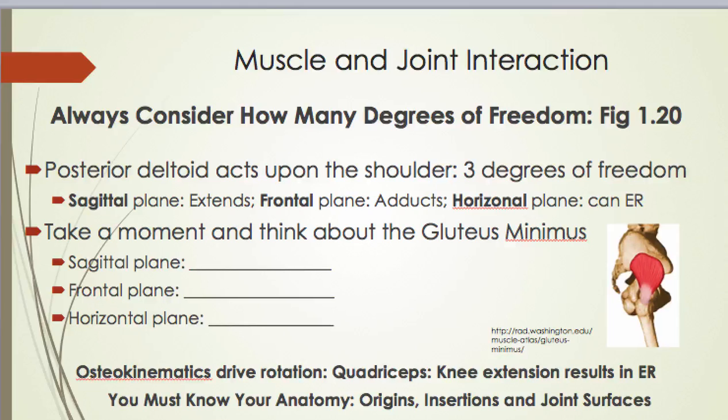That's why during this course you have to know your anatomy. You must know your origins, insertions, and joint surfaces, because the origin and insertion are going to dictate the pull direction, and the joint surface, as in the case of the knee joint, is going to dictate what happens at the joint itself. And this is true everywhere and dramatically true in the cervical spine, as we'll see later.